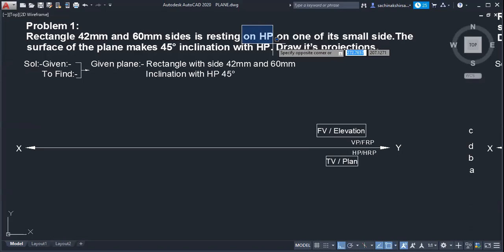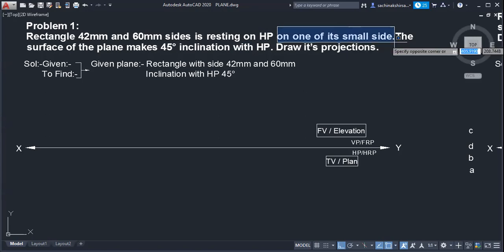First, you have to see which geometry is given, plane is given. After that, whether it is given in HP or in VP. That word you have to see. After that, how the plane is lying on HP. So you will read after these words on HP: it lies on one of its small sides, or is resting on one of its small sides. Means this small side you have to draw towards your left hand side. Are you getting? So how is this plane there on HP or in HP?